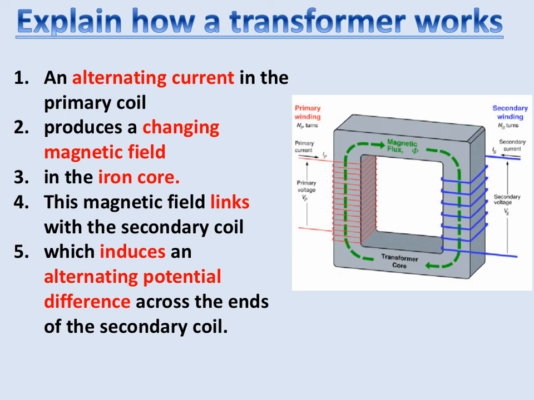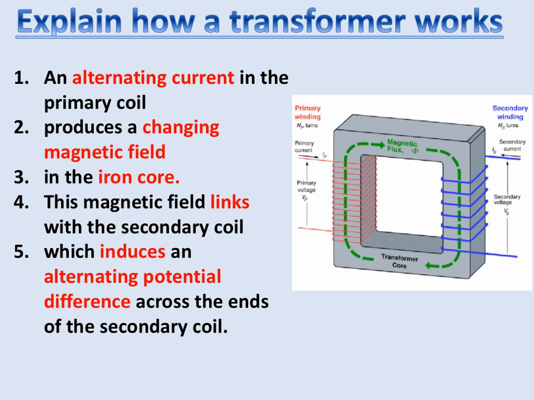So an alternating current in the primary coil produces a changing magnetic field. So we send the current around the primary coil, which is this bit here, that causes a changing magnetic field in the iron core. This magnetic field links with the secondary coil, which induces an alternating potential difference across the ends of the secondary coil here and here. That alternating potential difference causes an alternating current to flow through that wire. Now, transformers will only work if you use an alternating current, because only an alternating current could cause a changing magnetic field.